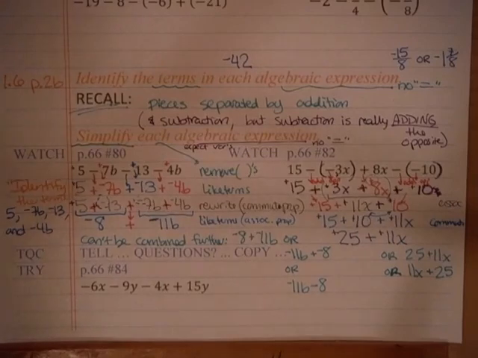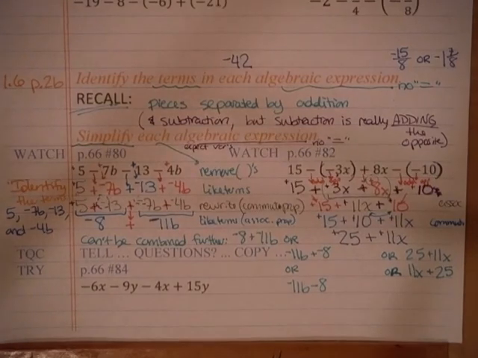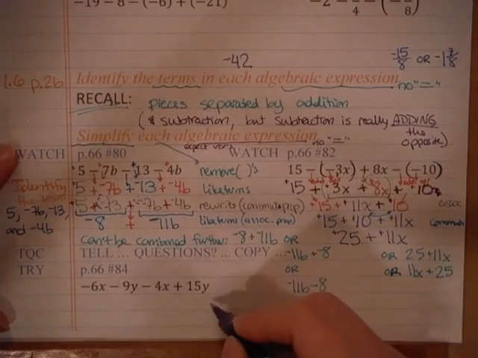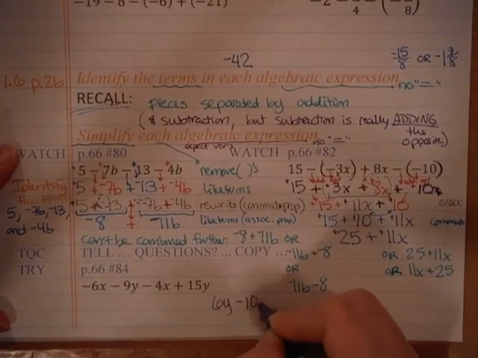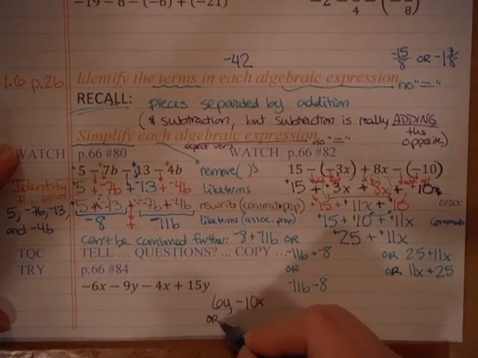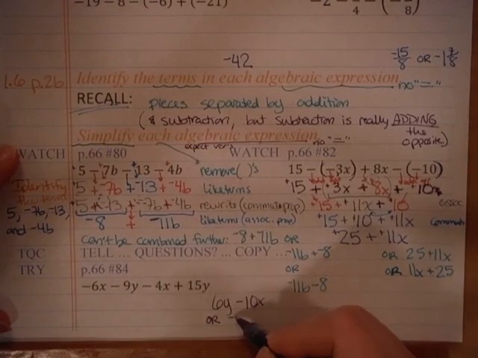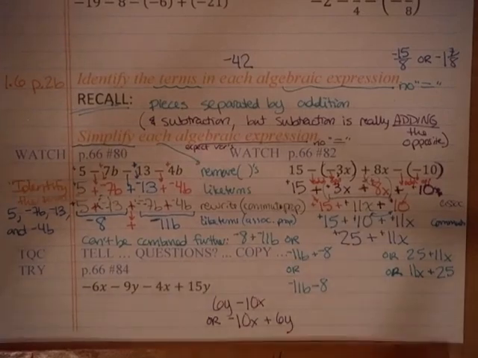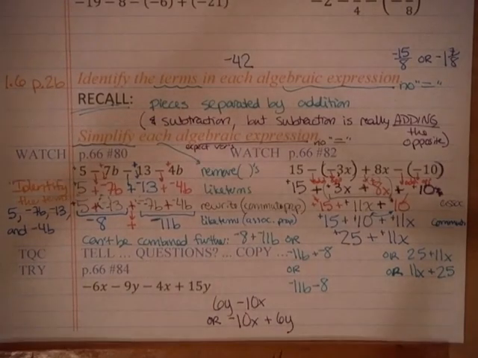All right, here's one to try. Number 84, hit the pause button until you get an answer, and then you can compare it to what we have. And answering this one, you should have gotten 6y minus 10x, or if you want to put the x first, it would be a negative 10x plus 6y. Okay, I will see you on page 3.